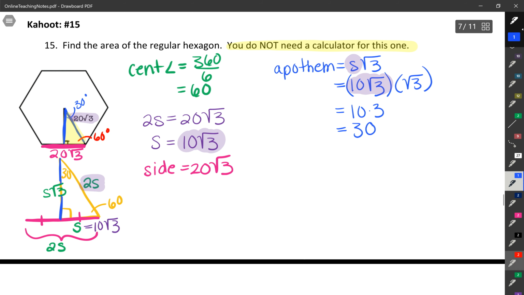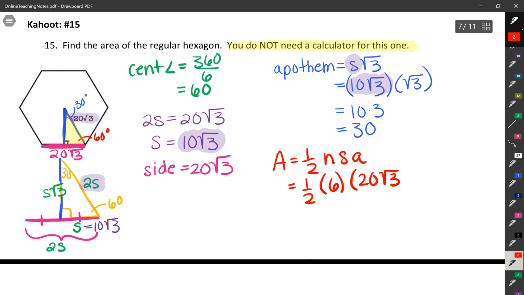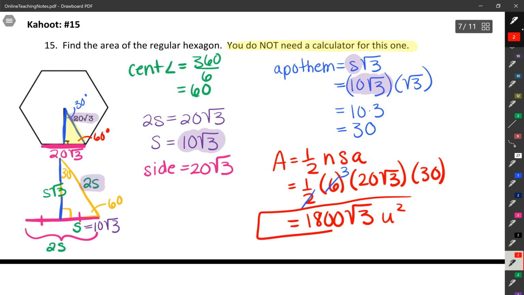And so now we can find our area simply. Area is equal to 1/2 NSA. So 1/2 times, we have 6 sides, the side length is 20 square root of 3, and the apothem is 30. Then we can calculate that. I can reduce here and make this into a 3. So then I have 3 times 20 is 60, times 30 is 1800 times the square root of 3. This would be units squared. And there we have the area for number 15.